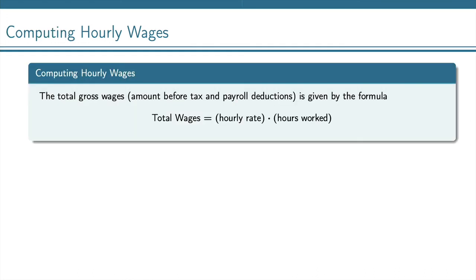So here's a summary of what we just found. The total gross wages, which by definition, the gross wages is the amount before tax or other payroll deductions, okay? So there are things that are taken out of the paycheck, but before anything's taken out, then the gross wages is given by the formula. Total wages equals the hourly rate times the number of hours worked.